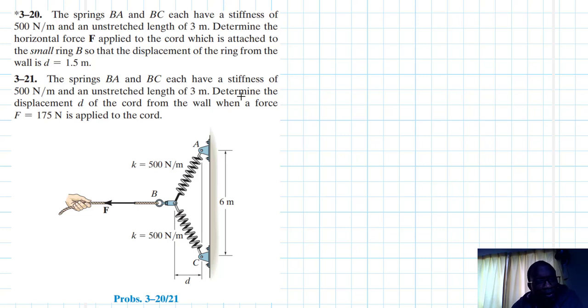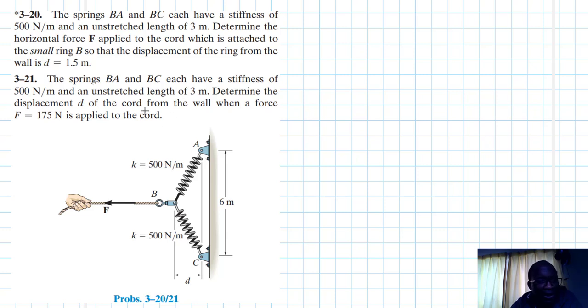Hello, I welcome you all to this another interesting screencast, and the problem reads that the springs BA and BC each have a stiffness of 500 newtons per meter and an unstretched length of 3 meters. Determine the horizontal force F applied to the cord which is attached to the small ring B so that the displacement of the ring from the wall is D equal to 1.5 meters.